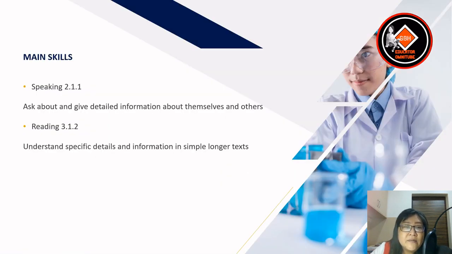Let's look at the main skills. Here we have speaking 2.1.1. Ask about and give detailed information about themselves and others. And reading 3.1.2. Understand specific details and information in simple, longer text.